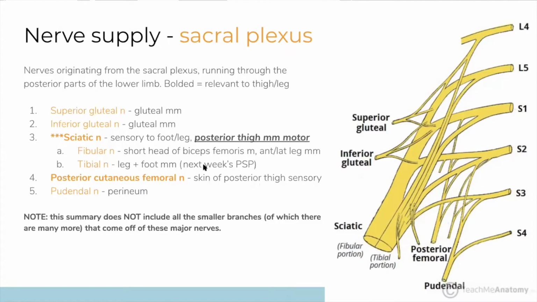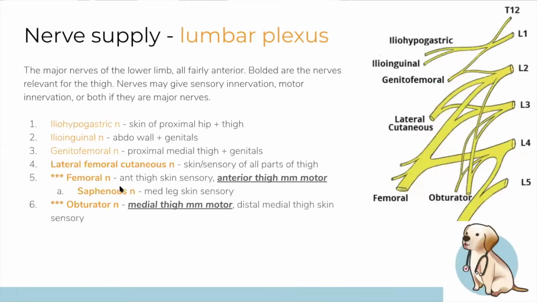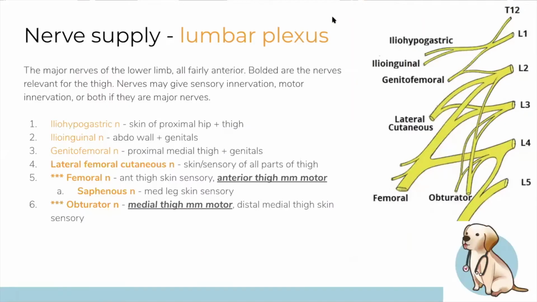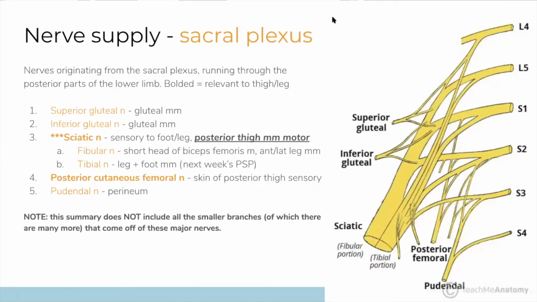And the fibular nerve is in charge of innervating the anterior and lateral leg muscles, whereas the tibial goes down the leg and innervates some of the foot muscles, but we'll cover that in next week's PSP. As well, we have a posterior cutaneous femoral nerve, which is really similar to the lateral femoral cutaneous nerve. And these, like there's lateral ones over here, if you can see. And these are basically cutaneous nerves that give innervation to the skin of different areas of the thigh and leg.